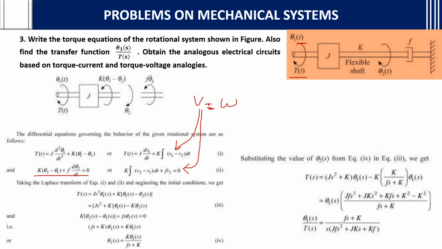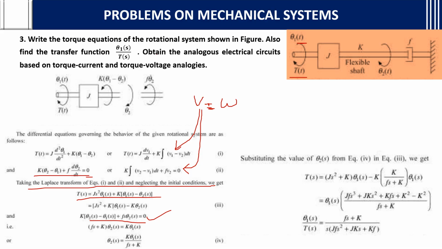After that, for this equation, because there is no torque, you will take 0. Write these two equations. Then take the Laplace transform. After taking the Laplace transform, you are going to get these two equations, this equation and this equation. From this equation, if you see, again there are theta 1 of s and theta 2 of s. You want only theta 1 of s in the equations.